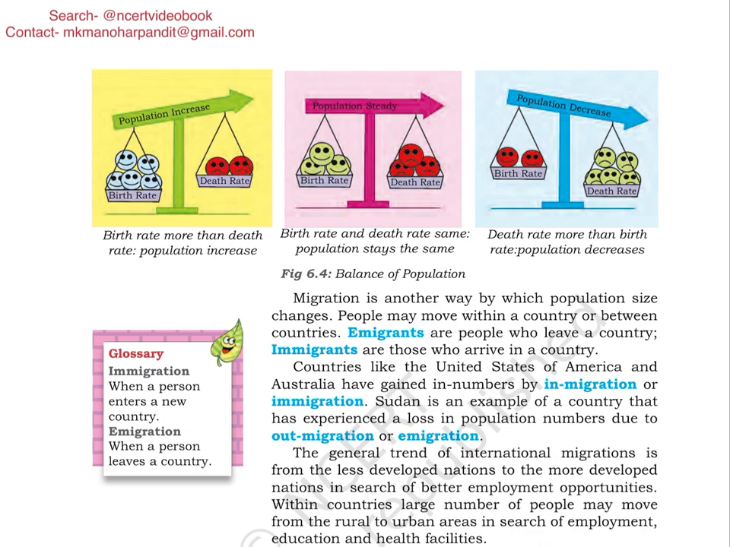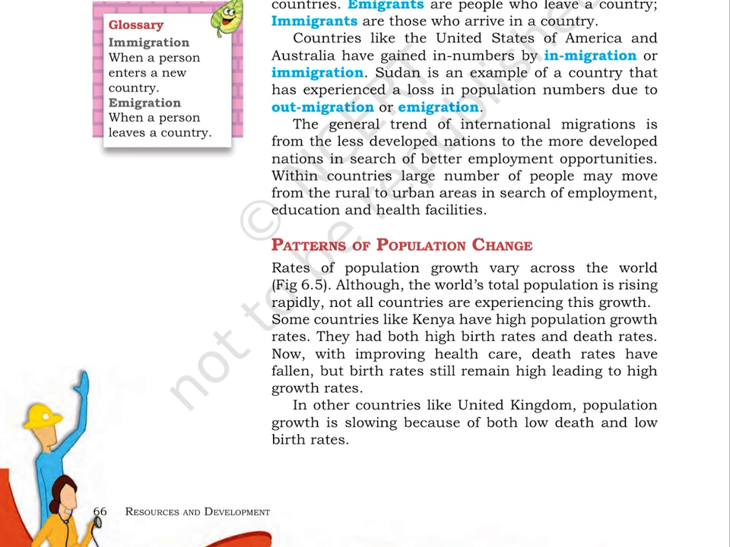The general trend of international migrations is from the less developed nations to the more developed nations in search of better employment opportunities. Within countries, a large number of people may move from the rural to urban areas in search of employment, education, and health facilities.